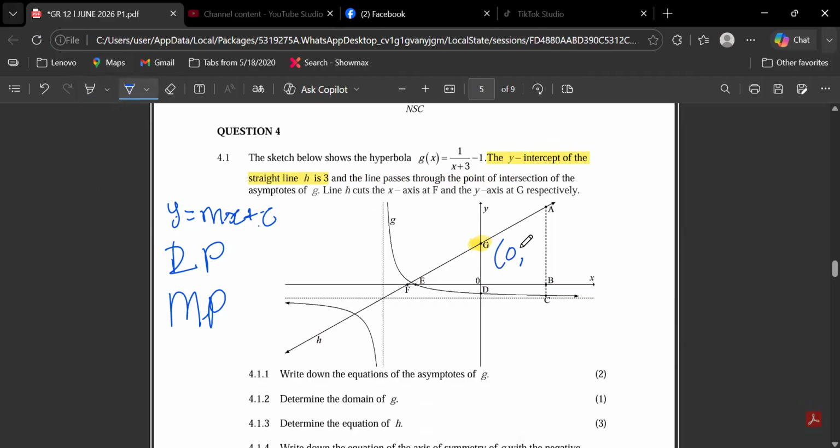Okay, let's go on the statement. They say, and the line passes through the point of intersection of the asymptotes of G. We already got our points of the asymptotes. We got minus 3, which goes with minus 1. So now as you can see here, guys, we are given the first point and the second point.